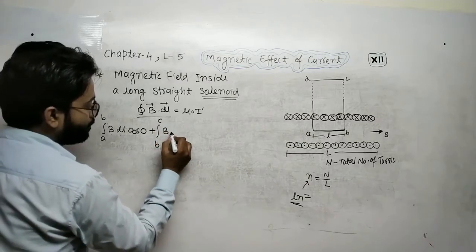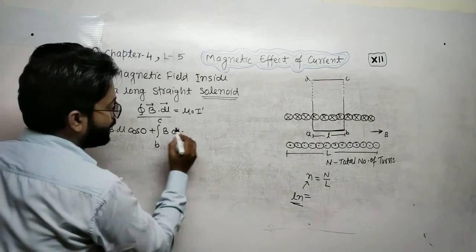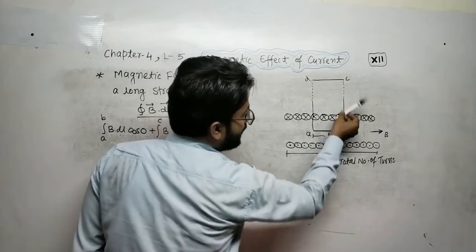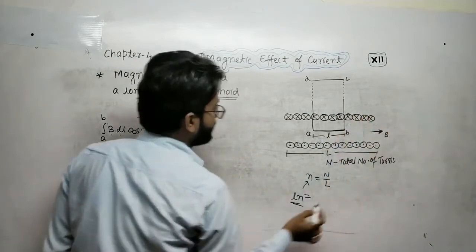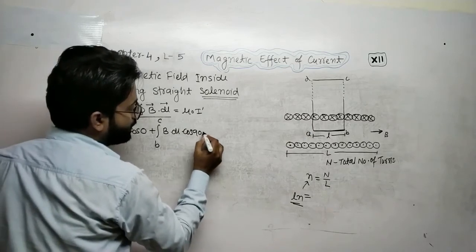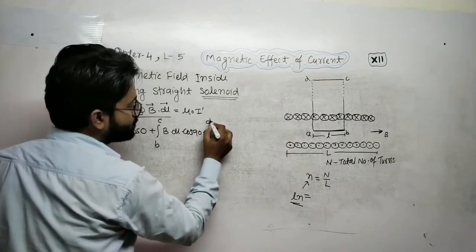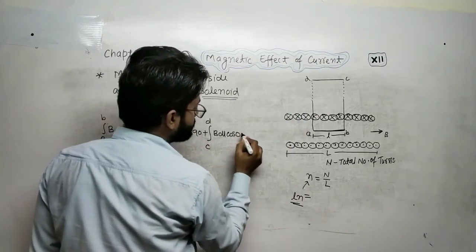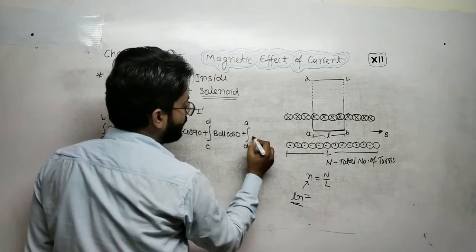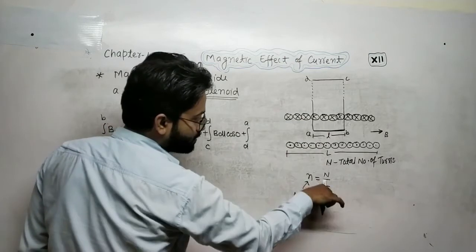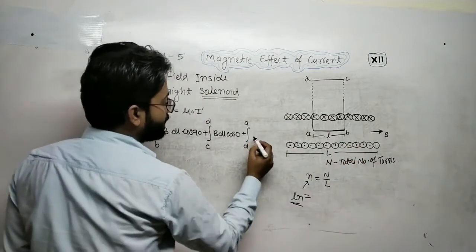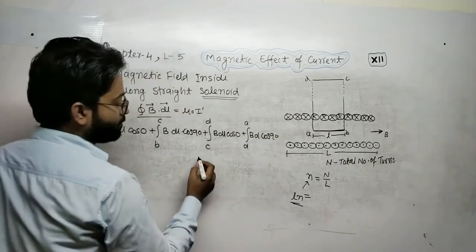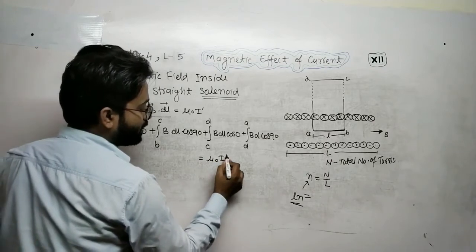B to C, integral B dl. The dl element has this direction and the magnetic field is in this direction, which means the angle is 90 degrees, so cos 90 degrees, plus the integral from C to D of B dl cos 0, plus D to A, where dl is in this direction, the magnetic field is in this direction, and the angle is 90 degrees, B dl cos 90, is equal to mu naught times net current.